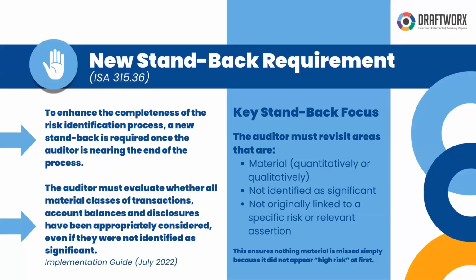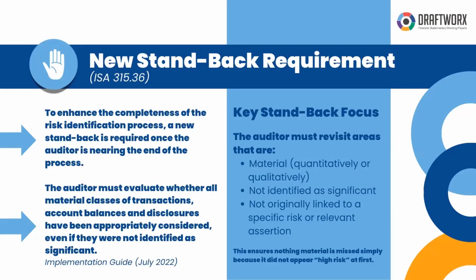risky. All right. So just to recap, the auditor needs to revisit all areas, whether it's material by size or nature, and even if they were not identified as significant, even if they weren't linked to a specific risk, or even where they weren't tied to a relevant assertion. Right, so basically you need to assess all of it. So this also ensures that nothing material is missed just because it didn't seem high risk at first.